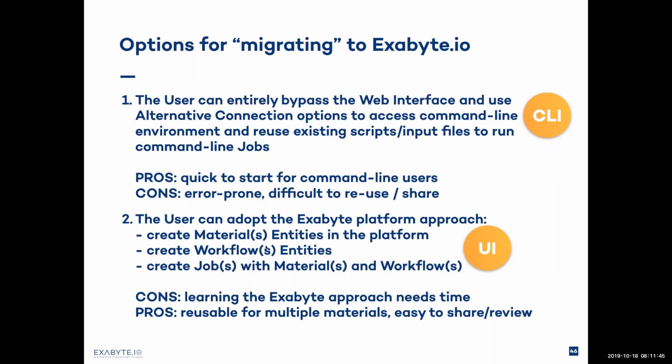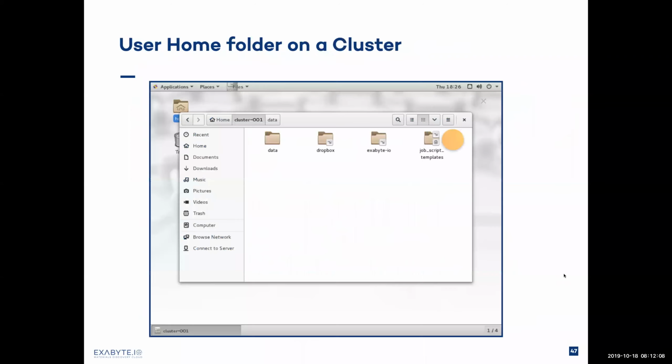And the second option is to use the exabyte platform approach and migrate materials and workflows that we just did and create a job with these new materials and workflows. And we will call this UI. So there are 2 types of jobs, jobs CLI created in command line and jobs UI created in the user interface. We'll cover the first one first.